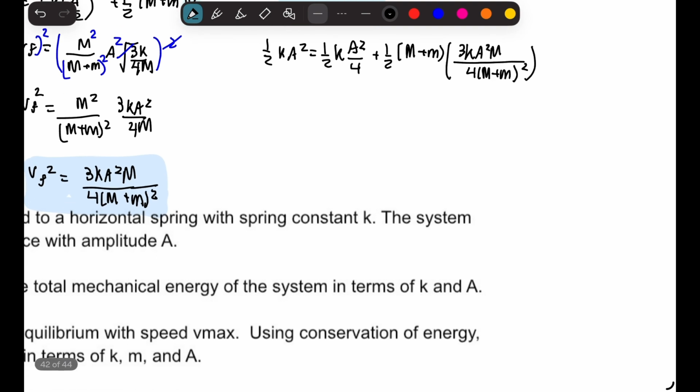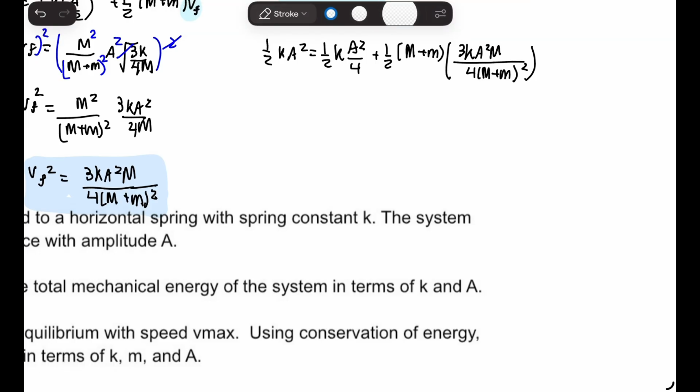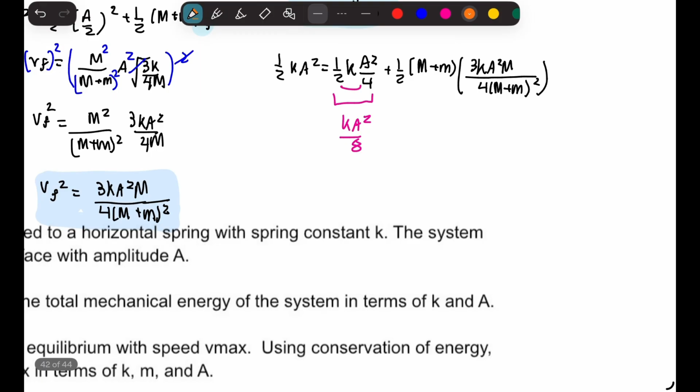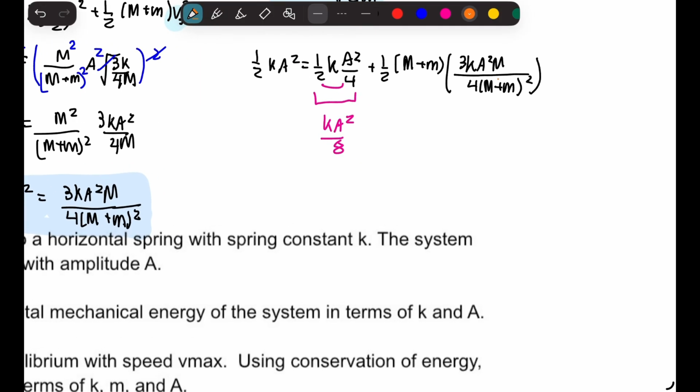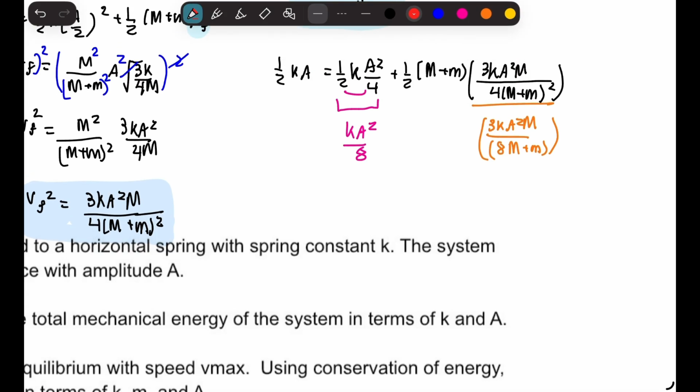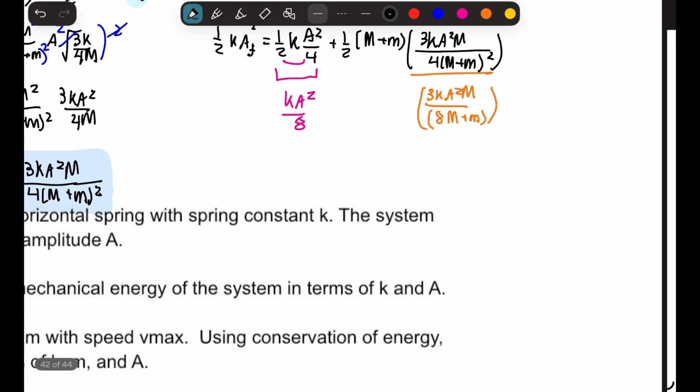And after this, you're just going to simplify this. So here, your first term, you're going to have that this is equal to kA squared over 8, because you just multiply those together. And then for your second term, you're going to have to multiply all this through. So this is going to be 3kA squared m over 8(M plus m). And now you have to factor.